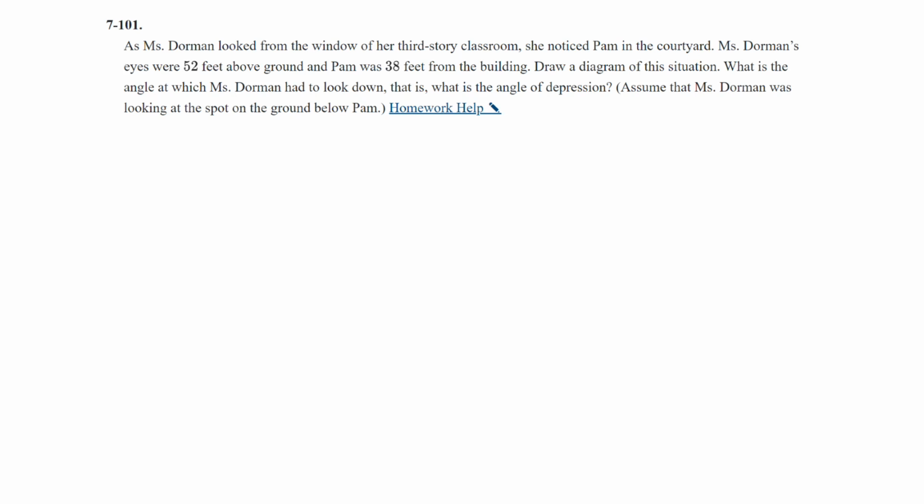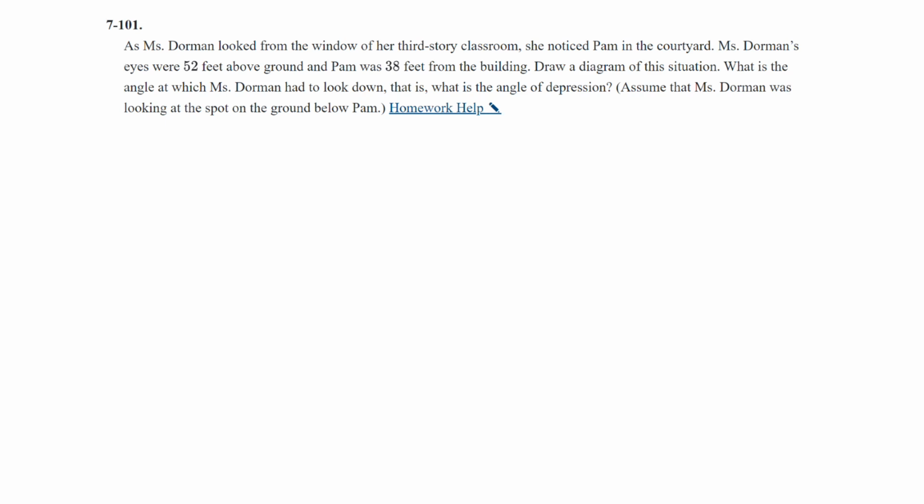Question 101. As Miss Norman looked from the window of her third-story classroom, she noticed Pam in the courtyard. Miss Norman's eyes were 52 feet above the ground, and Pam was 38 feet from the building. Draw a diagram of this situation. What is the angle at which Miss Norman had to look down? That is, what is the angle of depression? Assume that Miss Norman was looking at the spot on the ground below Pam.